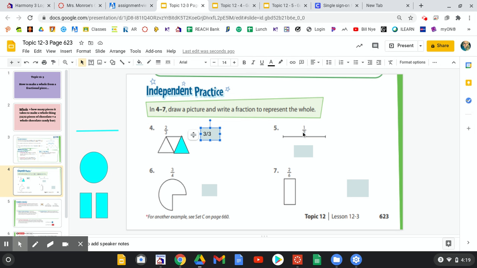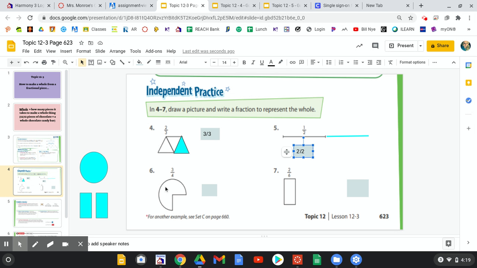And number 5, this is 1 out of 2, which is 1/2. So this is only half of the line. So all I have to do is add another half that's just the same length, as you can see here. It's the same length. I'm going to put it here. And now, instead of having 1 of 2, I have 2 of 2. So 2 in the numerator and 2 in the denominator.